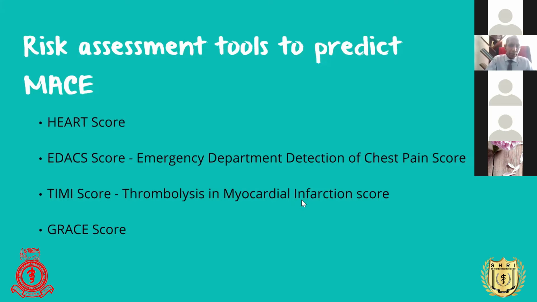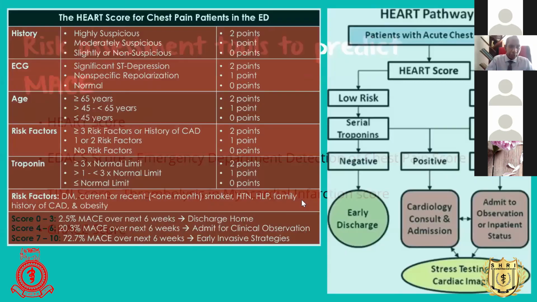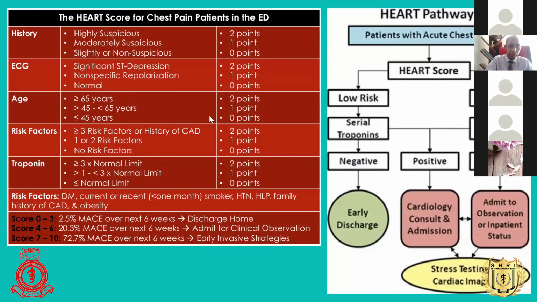So I will not go into major detail, but just to give you a small idea of the HEART score. HEART stands for history. So the history part comes into play again. Whether we feel that this patient has got a suspicious history or not. What are the ECG changes? What is the age? What are the risk factors? What are the troponin levels? So based on that, it is giving some score.